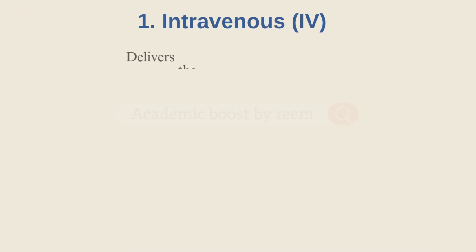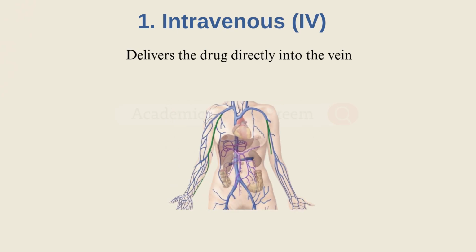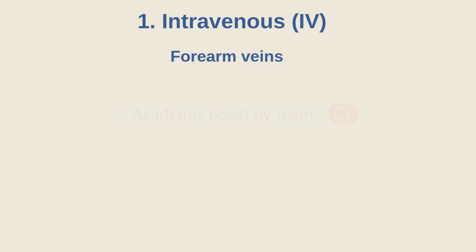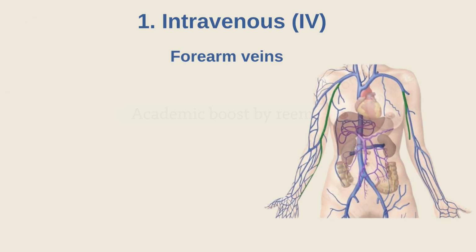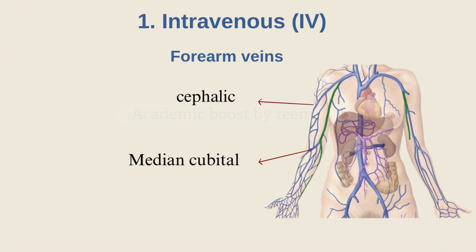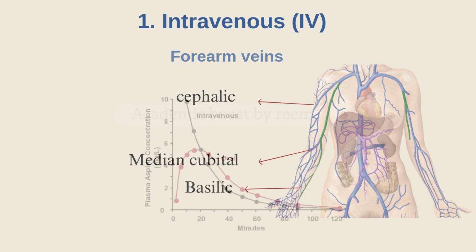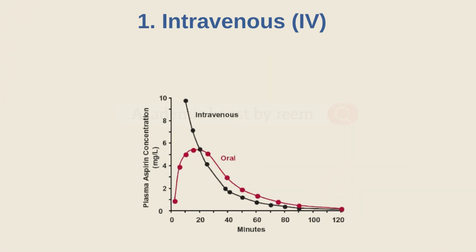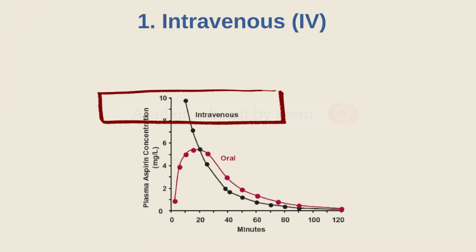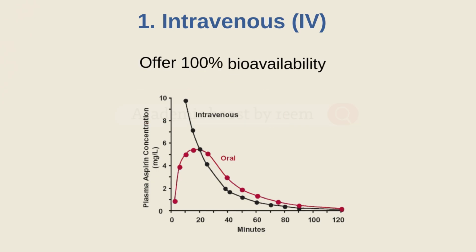This route delivers the drug directly into the vein, giving us immediate drug action and zero delay. The most commonly used veins for IV access are in the forearm: the cephalic vein, the median cubital vein, and the basilic vein. The entire dose given reaches the circulation instantly and completely, so IV injections offer 100% bioavailability.